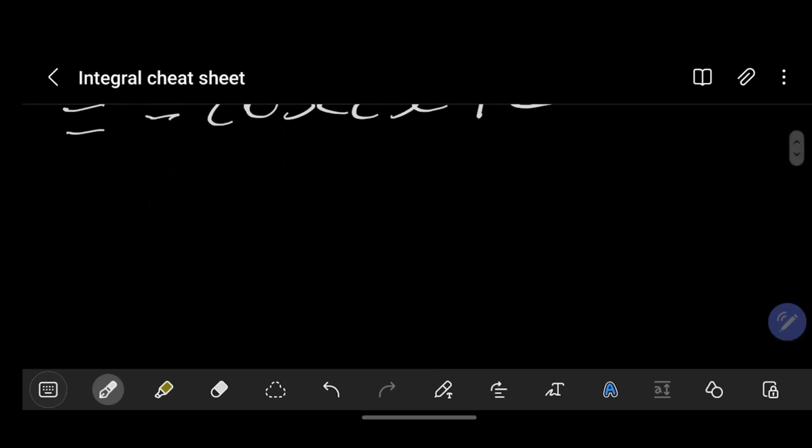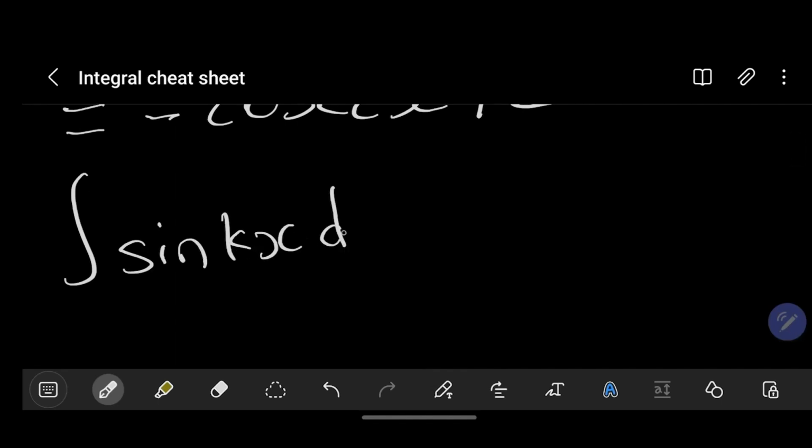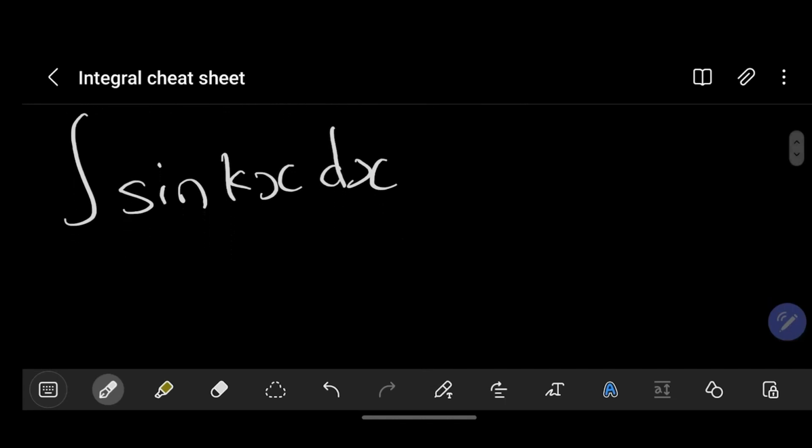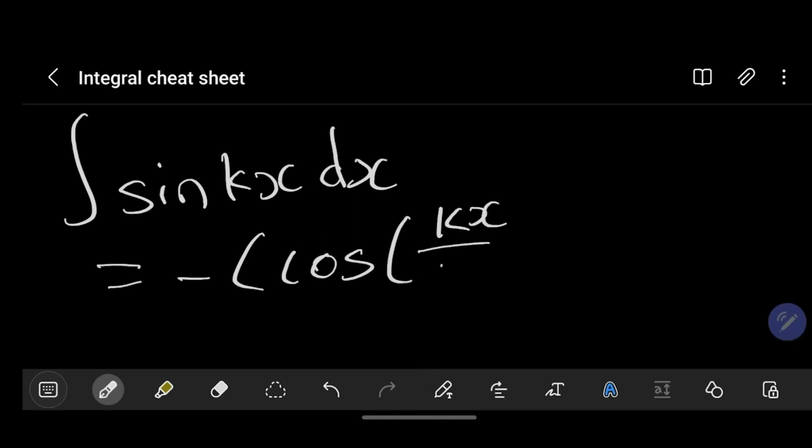Okay, so let's find the integral of sine of kx dx. So we already know that the integral of sine of x is minus cos, so that's equal to minus cos of kx over k plus c.